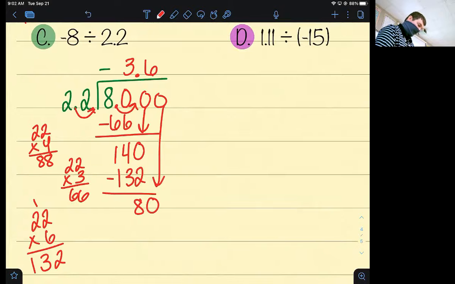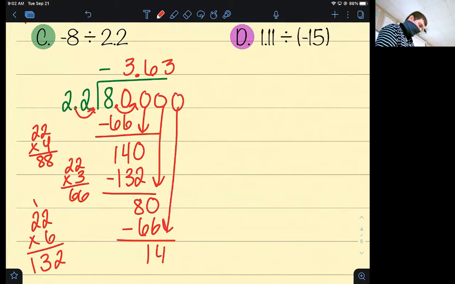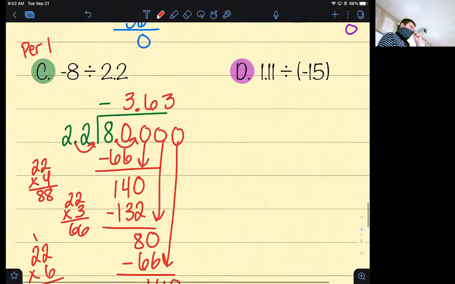Didn't I already do 22 into 80? How many times did it go into 80? 3 times. And that's going to give me 66. And guess what's going to happen? It's just going to keep repeating. That was 14. Drop down the 0. Yeah, it's just going to keep repeating. So the 6 and the 3 are going to keep repeating. And so I'm going to put negative 3.63 with a repeating bar over both of them because it's going to keep going 63, 63, 63, 63.